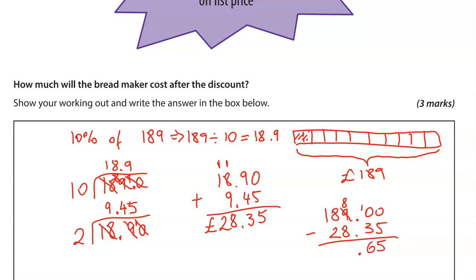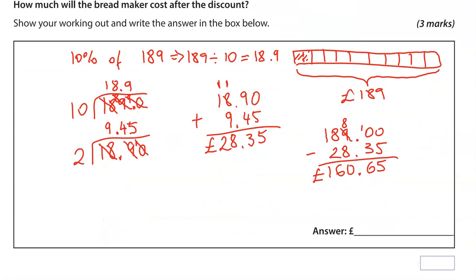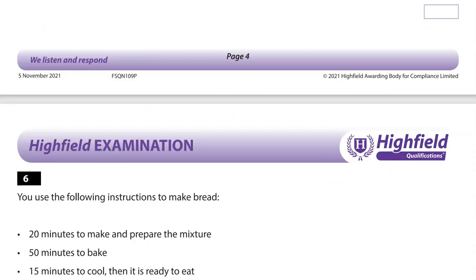Now 8 take away 8 is 0. 8 take away 2 is 6. 1 take away nothing is 1. So £160.65. That is the cost of the bread maker.